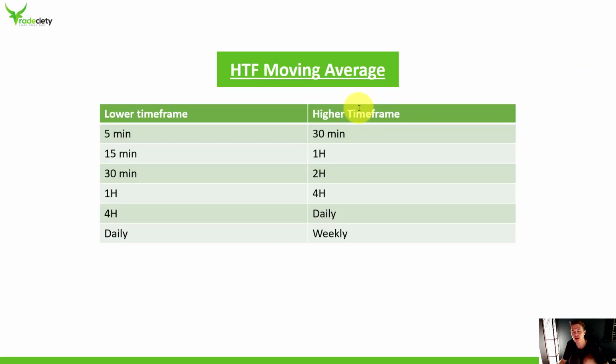I put together a little overview of higher time frame and lower time frame combinations, so you may pause the video, screenshot if you want. If you're using the lower time frame on a 5-minute, for example, your higher time frame moving average could be, for example, the 30-minute. The 15-minute uses the 1 hour, and so on and so forth.